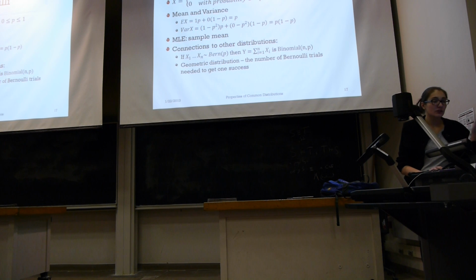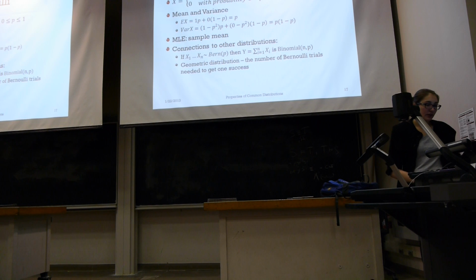One thing, the MLE is the sample mean. Has Barnabas taught you how to compute the MLE of Bernoulli, or do you remember? Okay, you did have a binomial though. So Bernoulli is just a very simple binomial, a binomial for which n is 1. Connections to other distributions: as I said, a sum of Bernoullis will give you a binomial, and the number of Bernoulli trials required for a success will give you the geometric distribution.